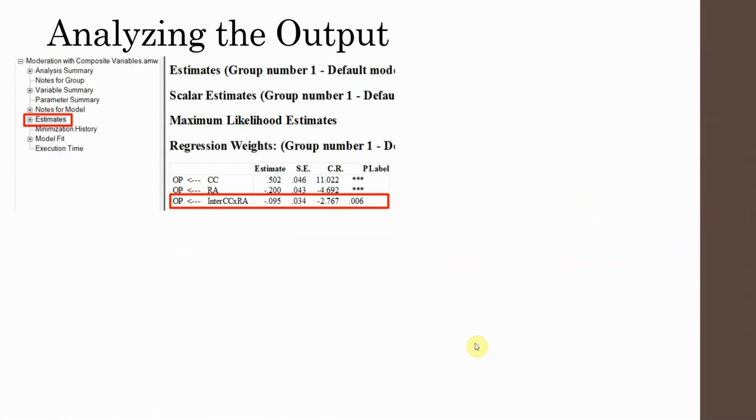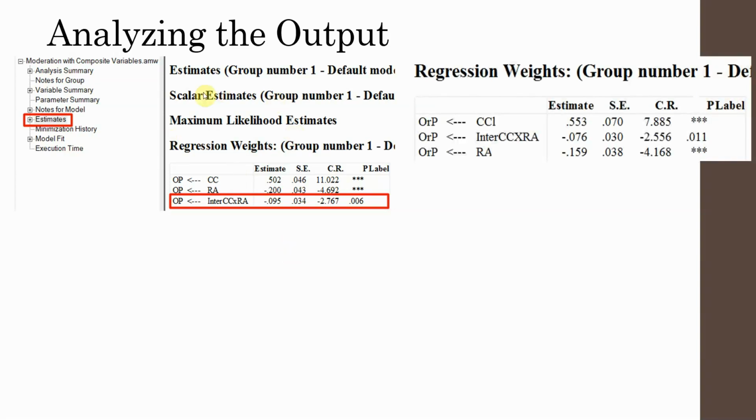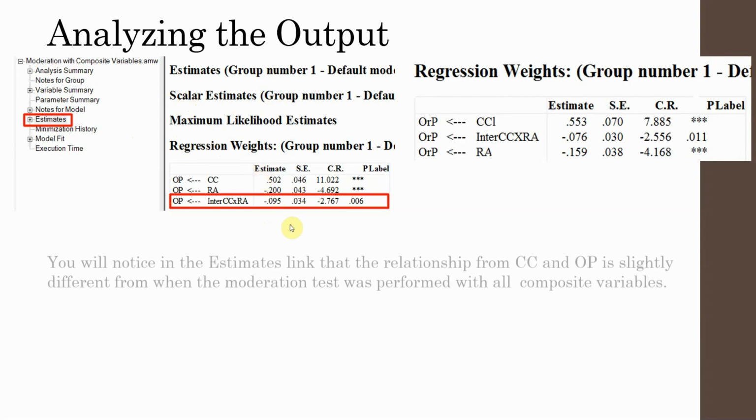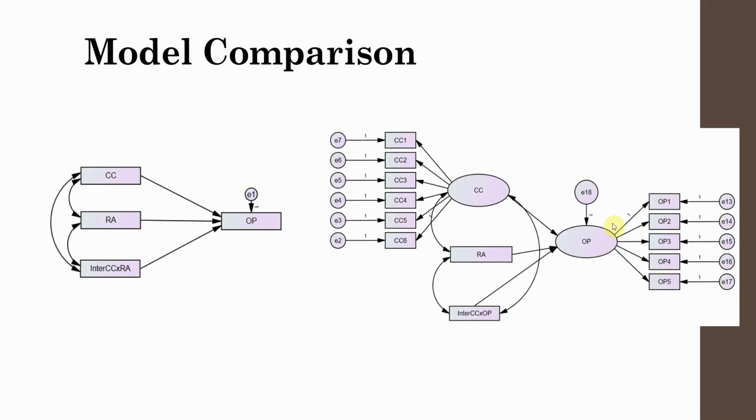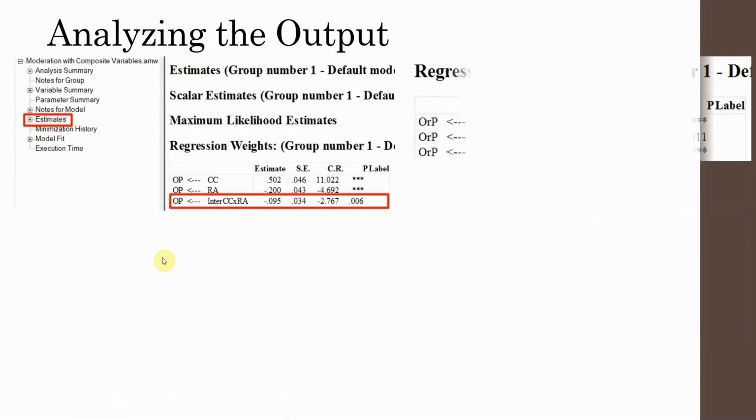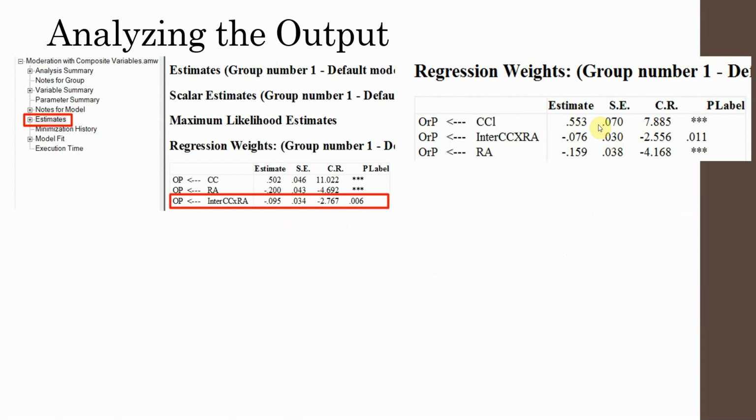Now moving on, let's analyze the results. The results on the left side of your screen are from the previous model that is based on composites. You will notice in the estimates that the relationship from CC to OP is slightly different. Now look at this. The right side is your new model, and this is your old model. And look at this, there is a difference in your estimates. The estimates are different. This one slightly weakened, and this one is improved.